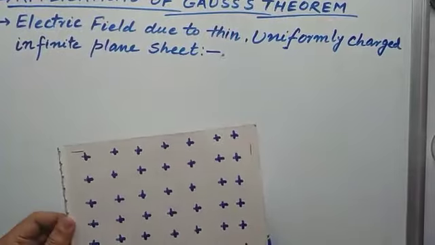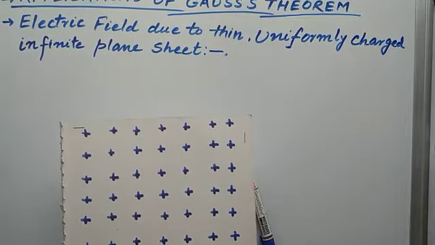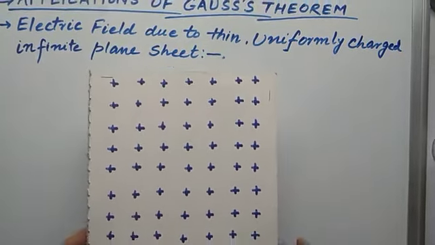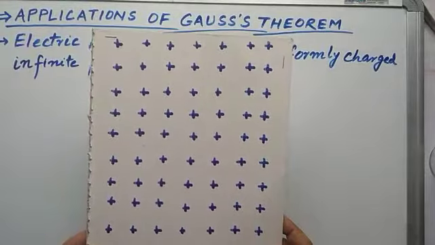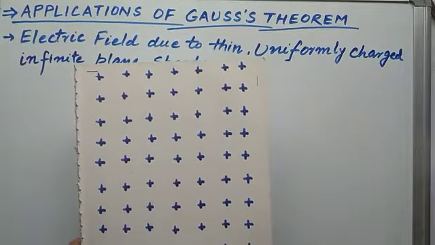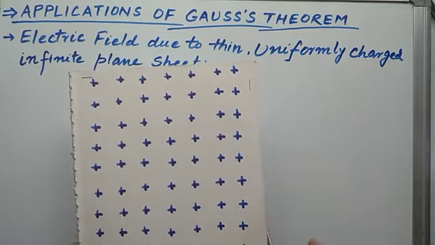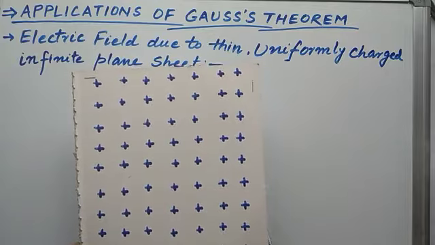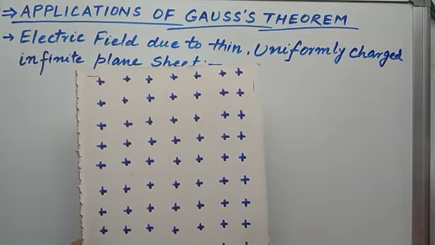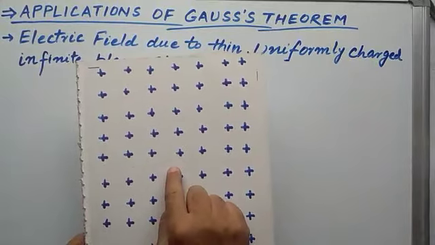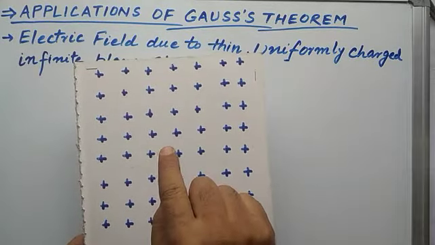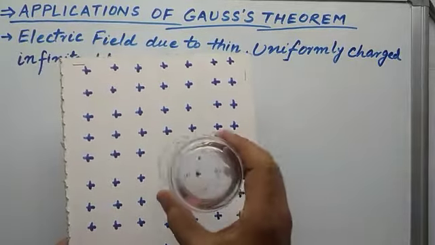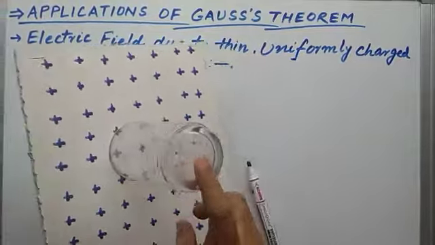Now, as it is an infinite sheet, practically it is not possible to draw a Gaussian surface around it. For the calculation using Gauss theorem, we have to obtain a closed Gaussian surface. For the sake of simplicity, we will take a Gaussian surface in the form of a cylindrical surface. Suppose we have to calculate the electric field at this point, like this. So we draw a cylindrical surface like this.